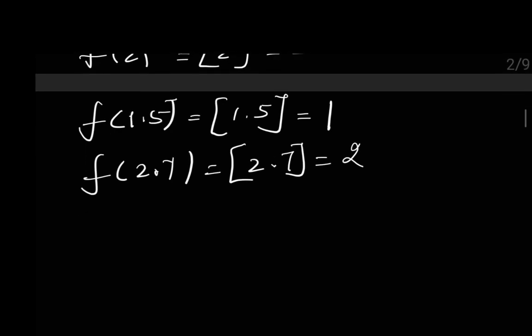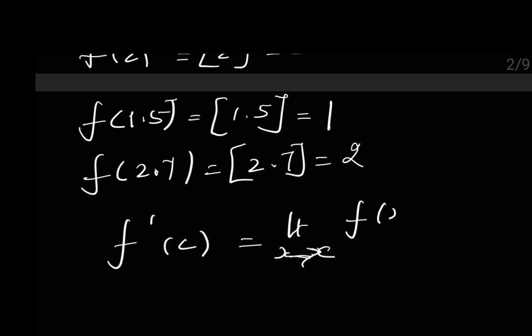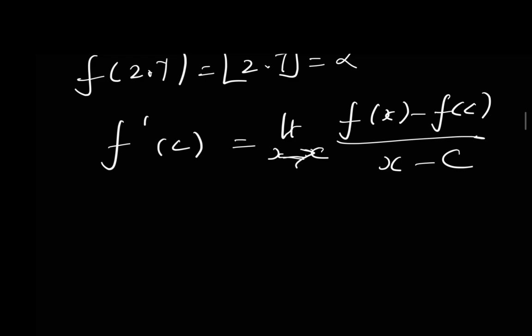And we are going to prove that it is not differentiable at x equal to 1 and x equal to 2. So we have seen the definition of the differentiable function. f dash of c is equal to limit x tends to c of f of x minus f of c divided by x minus c. So here what I do, I take the neighborhood of this point. Actually, x is the greatest integer function. I take the neighborhood of this point.